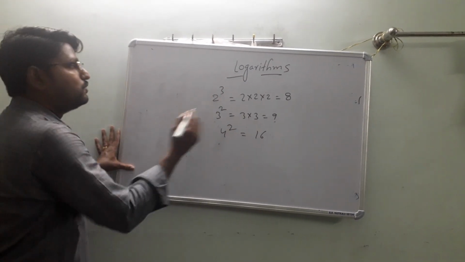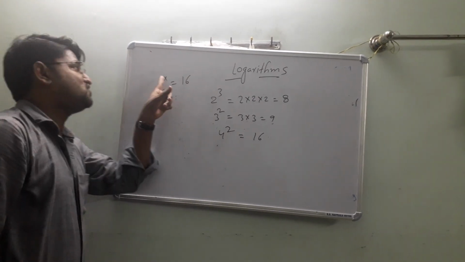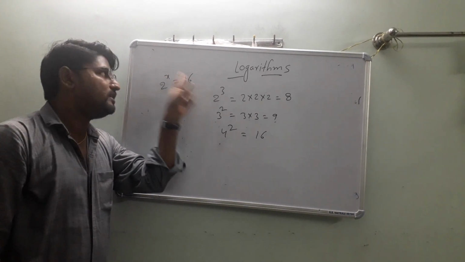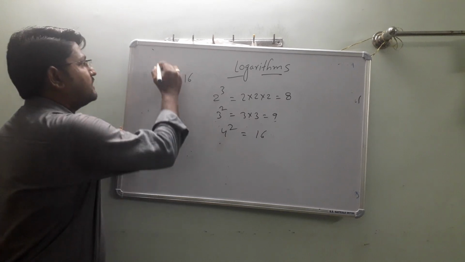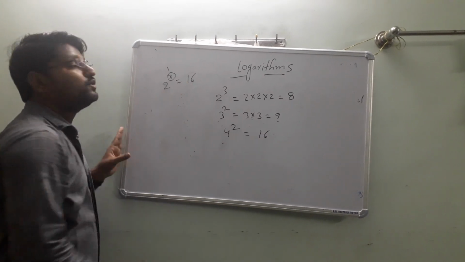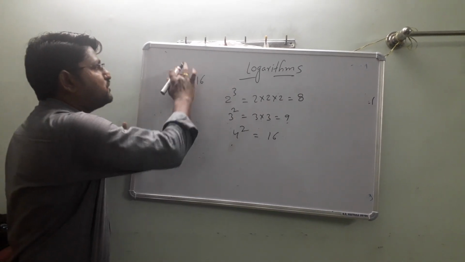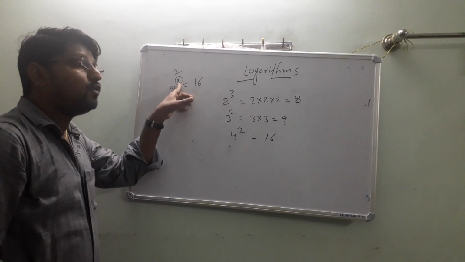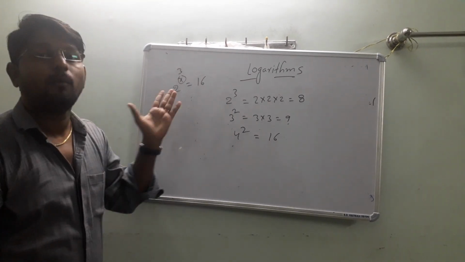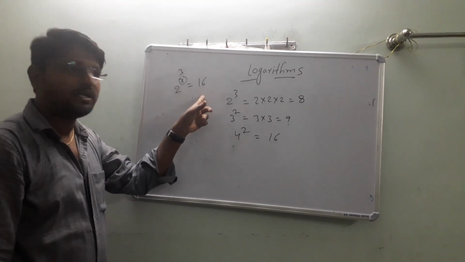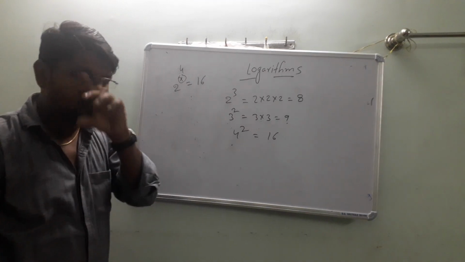So I am asking you one question: 2 power x is equal to 16. Which value substituted in the x place will give you 16? For example, take the x value as 1, substitute 1 in place of x. Is 2 power 1 equal to 16? No. Substitute 2: 2 square is 4. Is that equal to 16? No. Substitute 3: 2 cube value is 8. 8 is not equal to 16. In the x place I am substituting 4. 2 power 4 is 16.